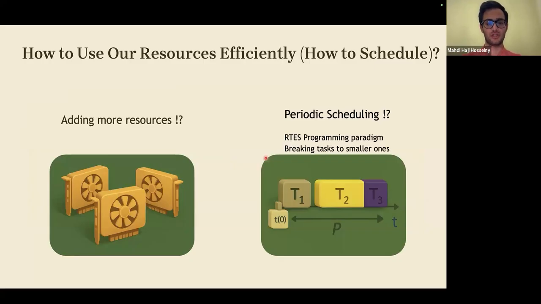For example, one solution is adding more resources, which is not the best one, and it's definitely the most expensive one. But another solution is scheduling the task periodically. In a real-time embedded system, there is a programming paradigm which breaks a task into smaller tasks to be able to measure the WCET, which stands for worst-case execution time. So we want to break this task into smaller tasks to be able to measure the worst-case execution time.